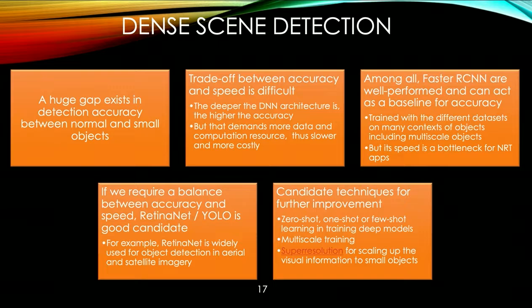Among all, we believe Faster R-CNN performs well and can act as a baseline for accuracy, because it's trained with a diversity of datasets with different object instances and scales. Also, if we need some balance between accuracy and speed, just consider using RetinaNet or YOLO as a good candidate. Also, a lot of emerging techniques and algorithms are coming, such as super resolution, which is proposed for solving such small object detection scenarios.